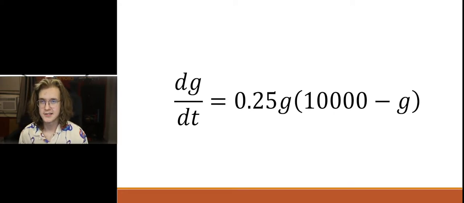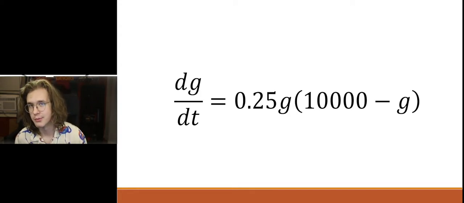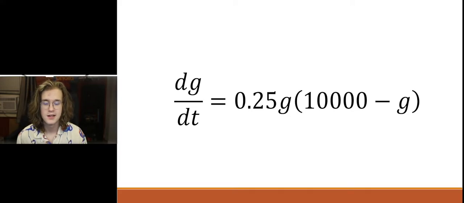And then I just took some arbitrary win rate of 0.25 or 25%, and multiplied that by G. So 25% of the time a silver player will beat a gold player and then get turned into a gold player. So that's what I did for that.